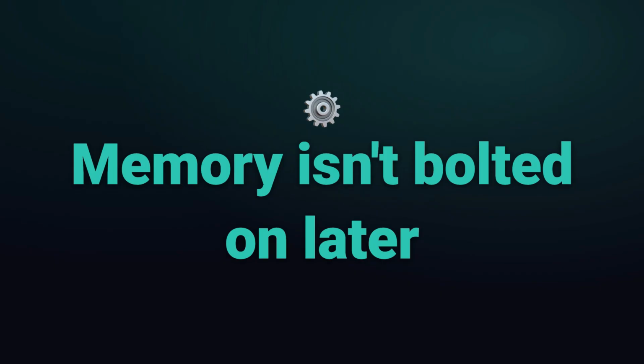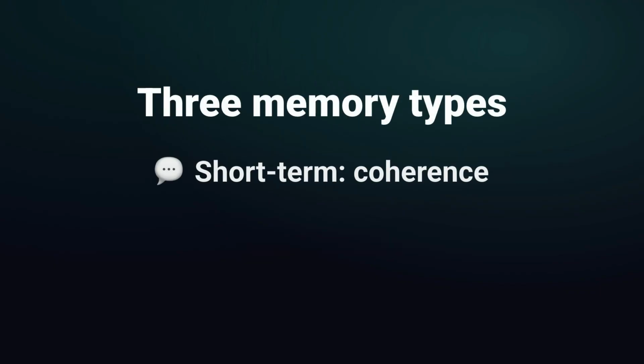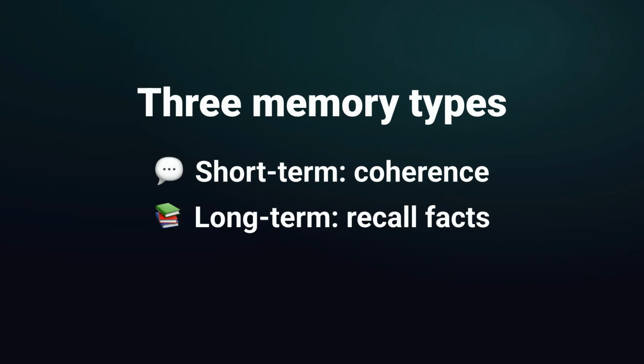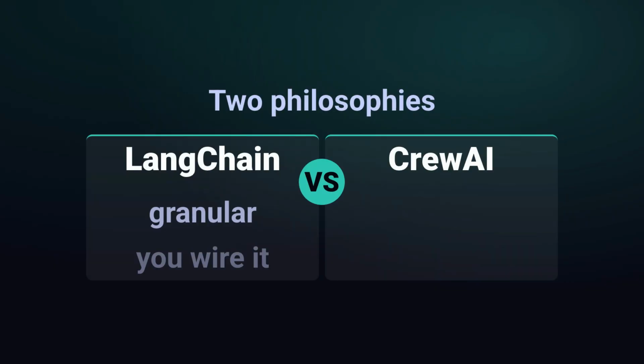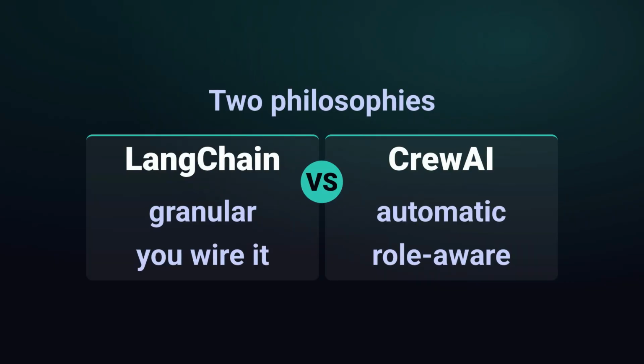Here's the thing most tutorials gloss over. Memory isn't one problem, it's several. There's short-term memory, which keeps the current conversation coherent. There's long-term memory, which lets an agent recall facts across sessions. And there's what you might call working memory, the scratchpad an agent uses while reasoning through a multi-step task. LangChain and CrewAI both tackle these, but they come at the problem from completely different philosophies, and understanding that difference will save you weeks of frustration.